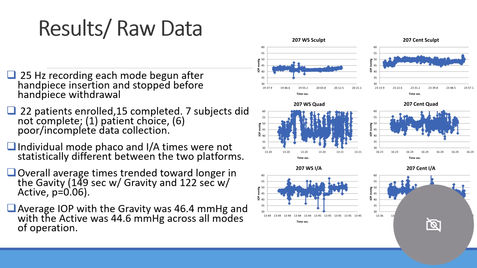Shown are the tracings of the data collected in contralateral eyes using the gravity feed and active fluidic systems in each mode of sculpt, quadrant, and IA. We enrolled 22 patients, of which 15 completed and 7 were not completed, mainly due to the difficulty of non-leaking pressure transducer placement in both eyes. Mode-specific phaco and IA times were not statistically different between the two systems. Average IOP across modes were not statistically different between the two systems.